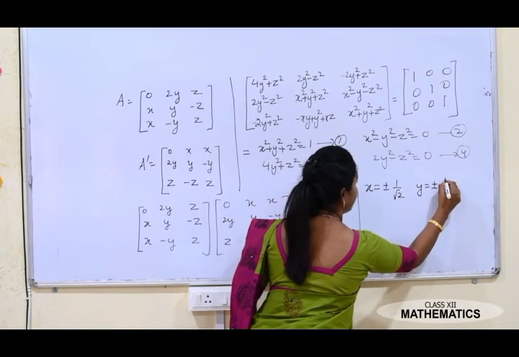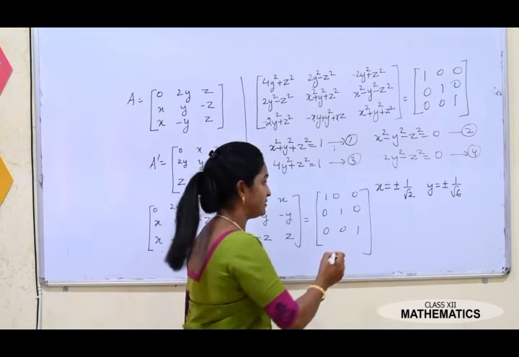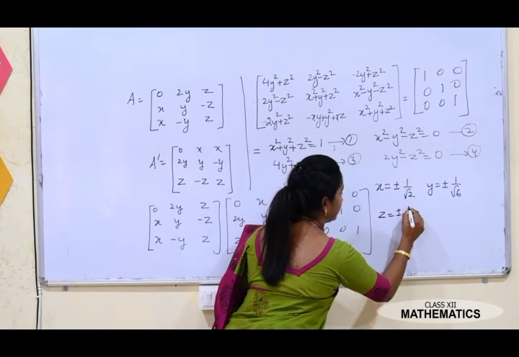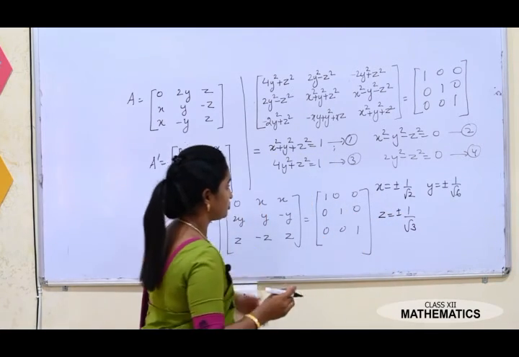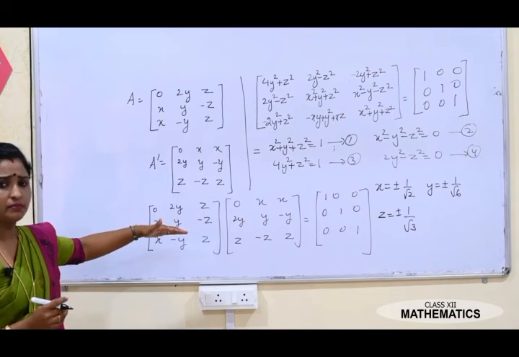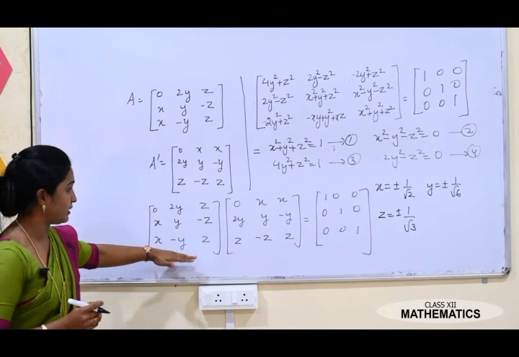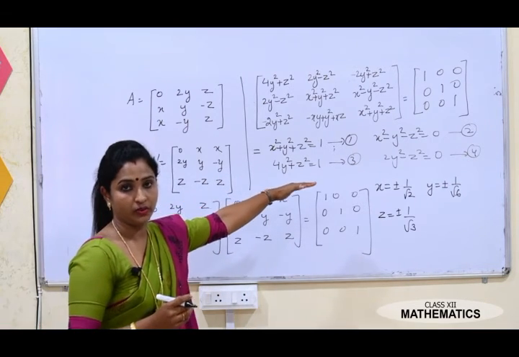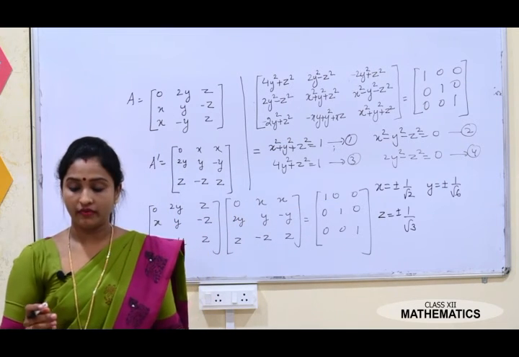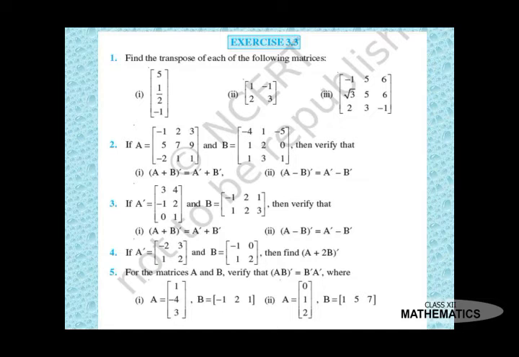Y is equal to plus or minus 1 by root 6 and z is equal to plus or minus 1 by root 3. Okay, so this is the way of solving this question. It's a very simple question. You have to concentrate on the multiplication part and solving the equation. Okay, so these are the 4 questions, very very important. Let's see the exercise 3.3.